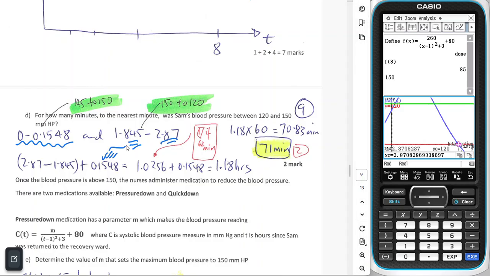So I've got these two intervals. One of them's here and one of them's here. Add them all up, you get 70.83 when you multiply by 60. So that's A, B, C, and D.